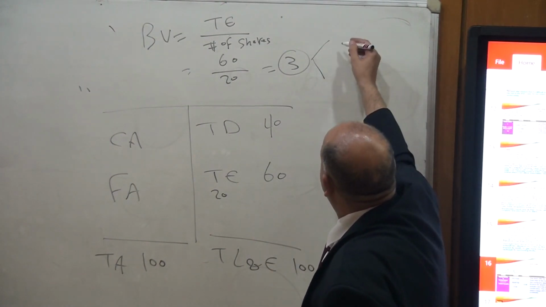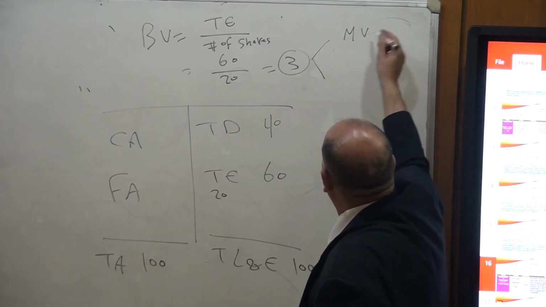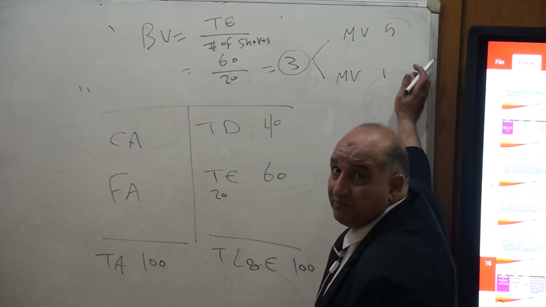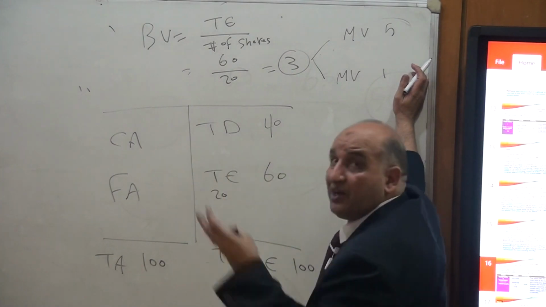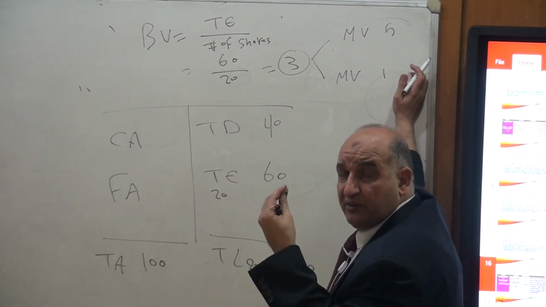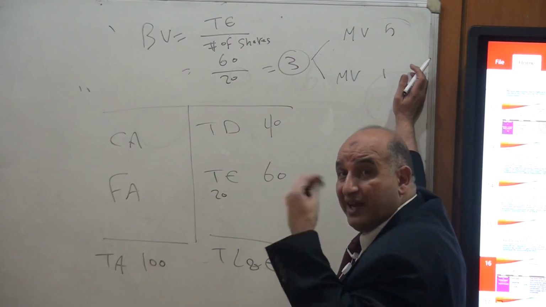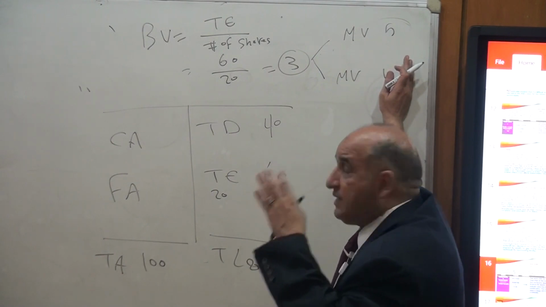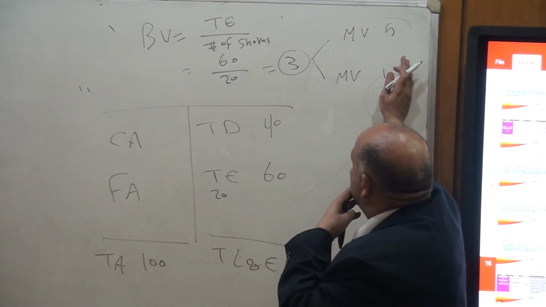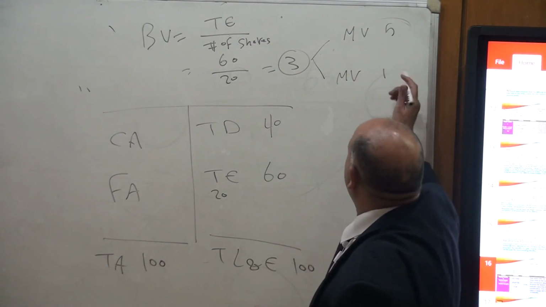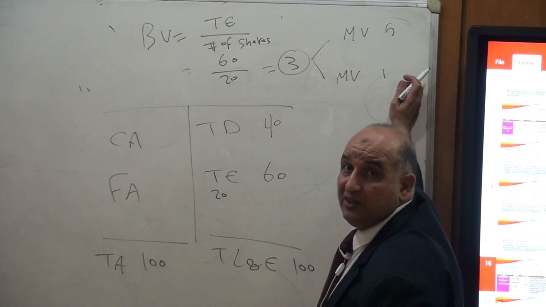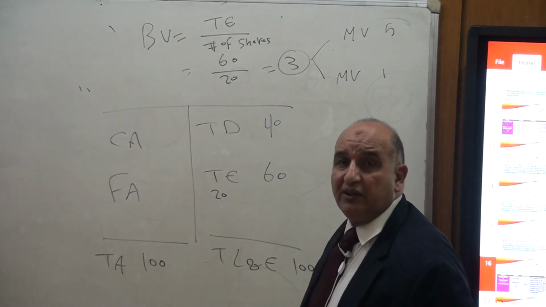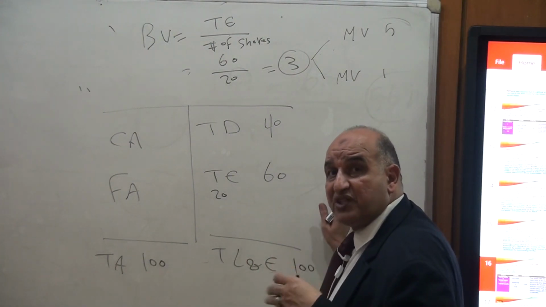Sometimes the market price for this one is 5. Or sometimes we can sell it for just 1. According to what? According to the future of the company. If the company has a good future, the investors are willing to pay a higher price. If it has a very bad future, they are willing to sell it for just $1. So the market price could be higher or lower according to whether the company is promising or not.